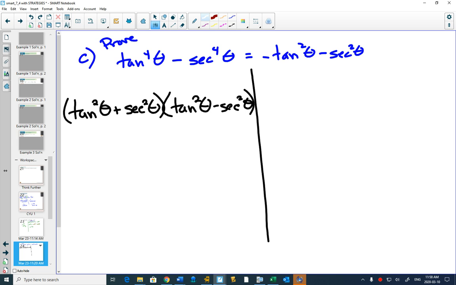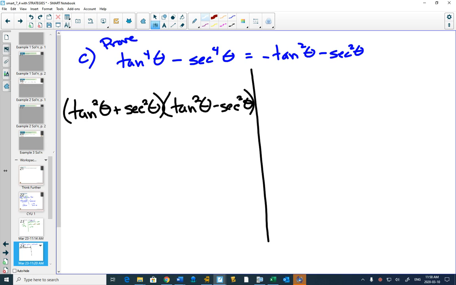If you move the secant squared to the same side as tan, well then the secant squared is going to be negative. And if you try to move the tan squared over to the right-hand side, the tan squared is going to be negative. So there's nothing I can do with the first factor. But the second factor, since one is positive and one is negative, that's possible.